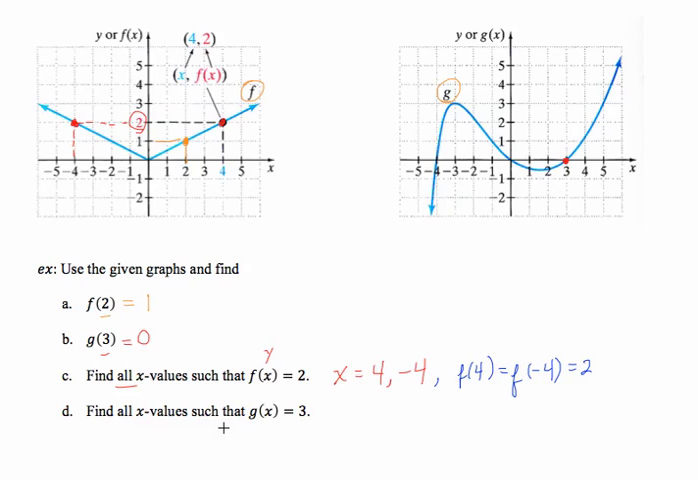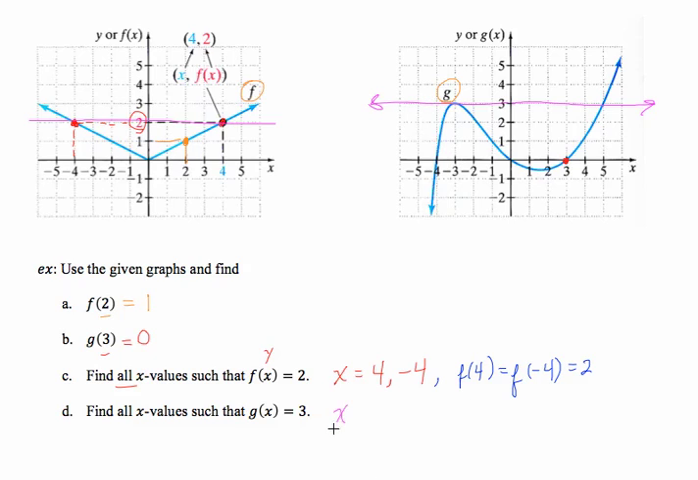Okay, and then let's find the x values such that g of x equals 3. So you're kind of imagining, as you can see from here, a horizontal line. When g of x is 3, here's 3. Let's draw in a horizontal line. That way we get all the x values, not just a couple of them.